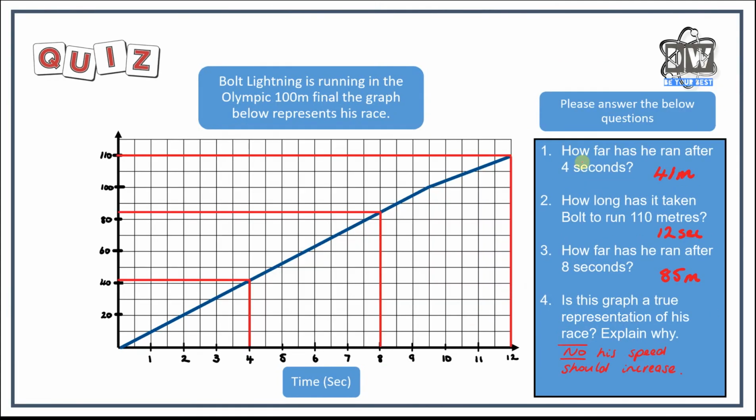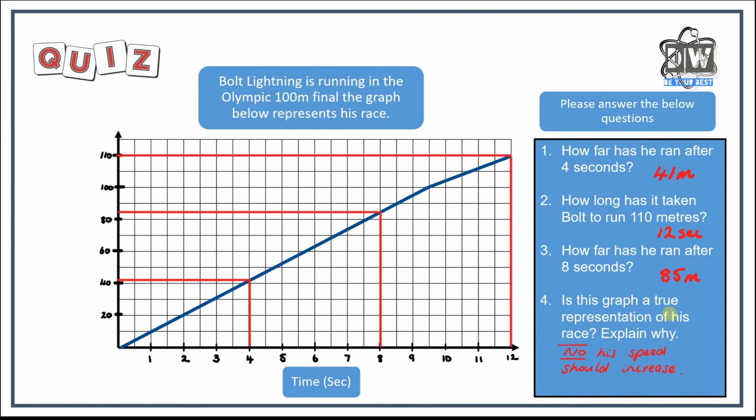So how far has he ran after 4 seconds? So we would have drawn a line and gone through. Now, if you said 40, I'm happy with that, but it's actually a little bit more. It's 41 metres. How long has it taken Bolt to run 110 metres? So it's taken him the full 12 seconds. How far has he ran after 8 seconds? Again, we put a point there. And again, as long as you're in there, remember each one of these is worth 10. So I've put it at 85.